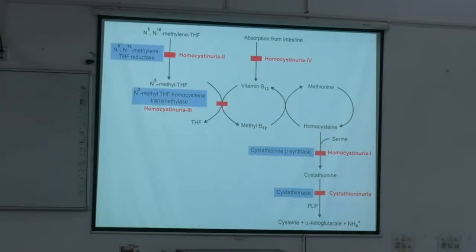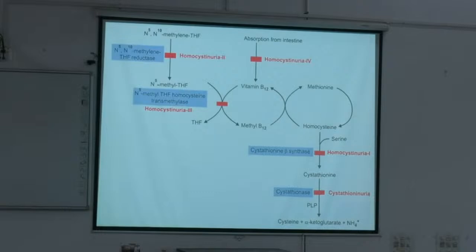These all are symbols of blockage. Blockage means if there is vitamin B12 deficiency here, there is no transfer of the methyl group, and this leads to homocystinuria third. And if there is no absorption of vitamin B12, this causes homocystinuria fourth. Okay, these all are the causes, and cystathionine beta synthase deficiency causes homocystinuria first.